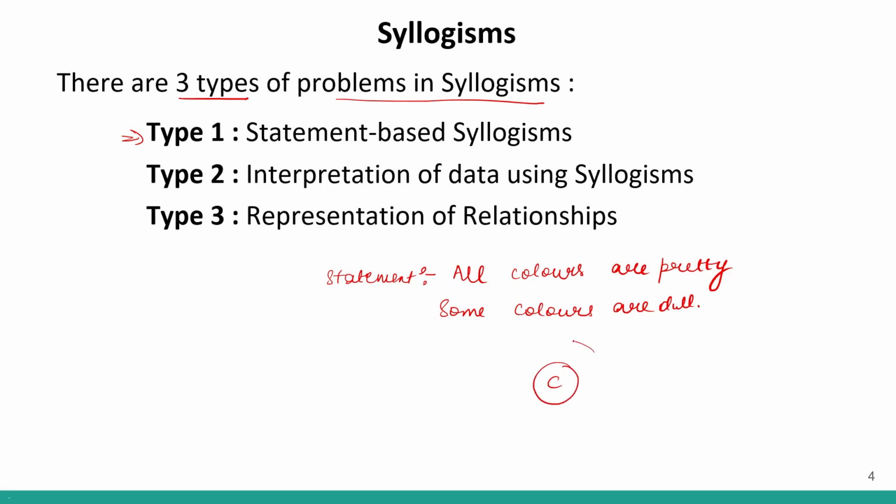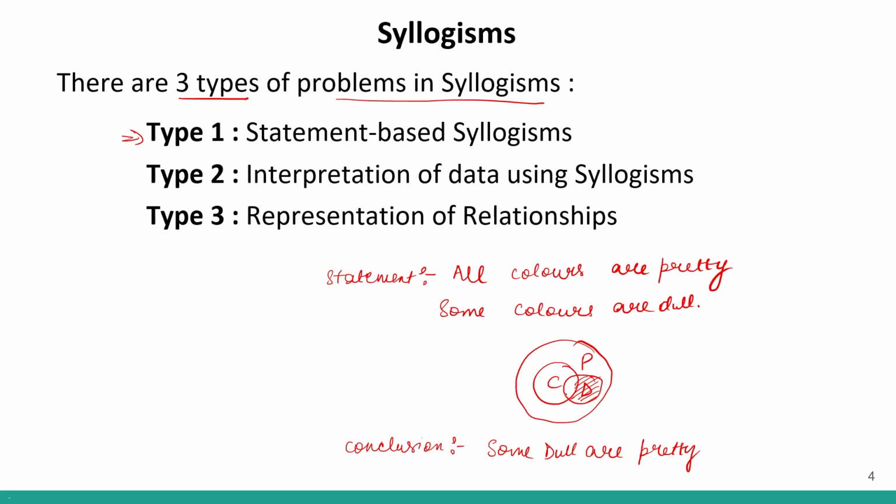All colors are pretty can be drawn like this, correct? And some colors are dull can be written like this. So based on this Venn diagram, I can deduce that there is overlapping between dull and pretty also. So my conclusion can be that some dull are pretty, correct? Some dull are pretty. This will be my conclusion based on the Venn diagram. So this is statement-based syllogisms. We have certain statements, we have certain conclusions, and we have to tell which conclusions are true or not.